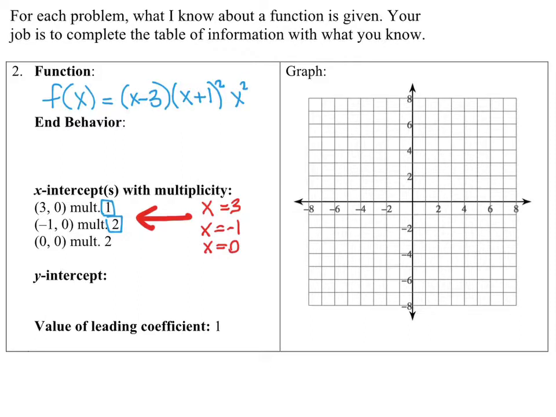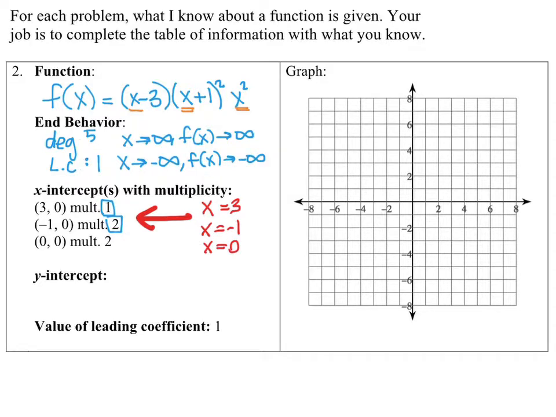For the end behavior, my degree is going to be a 5 because I have 1, 2, 3, 4, 5 x's if I was to multiply everything out. And my leading coefficient, I told you, is just a 1. So as x approaches positive infinity, that positive leading coefficient means my graph goes up. And then as I go to the left or approach negative infinity, odd degree means left and right go opposite directions.